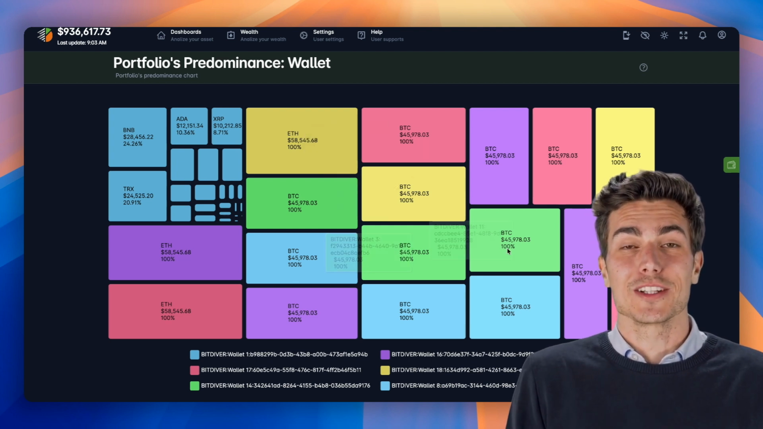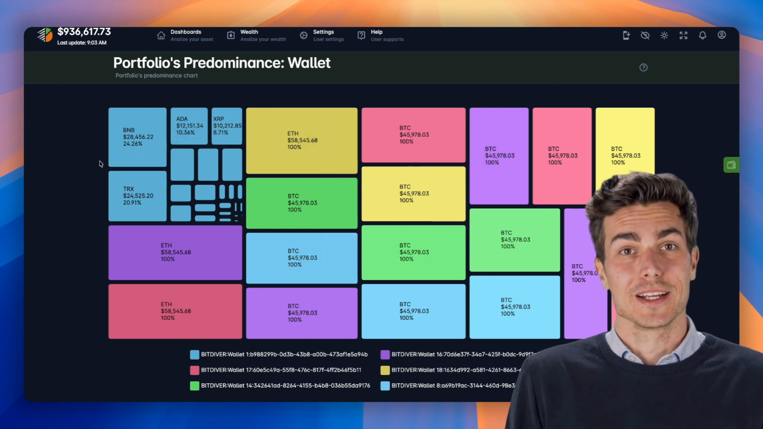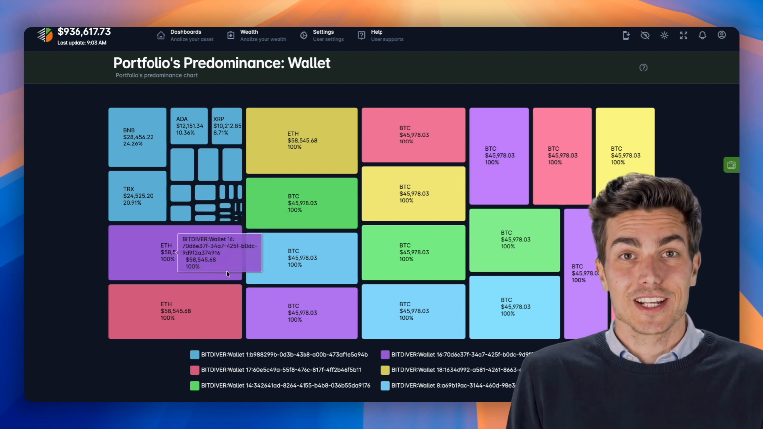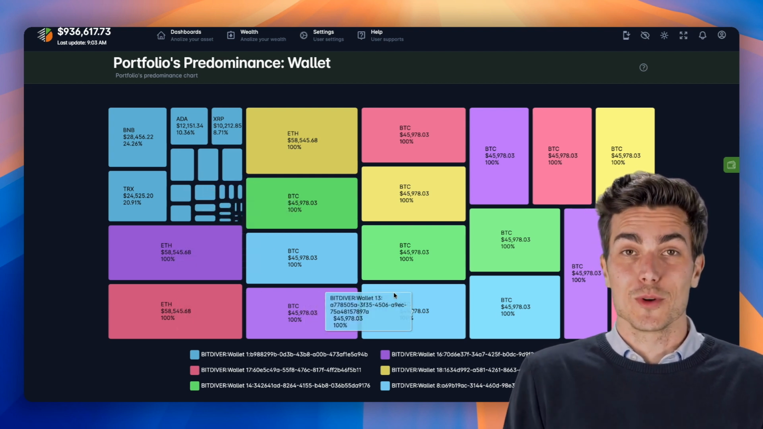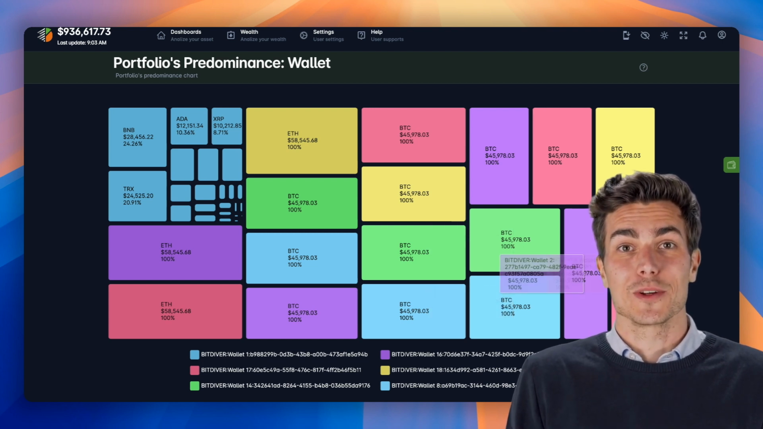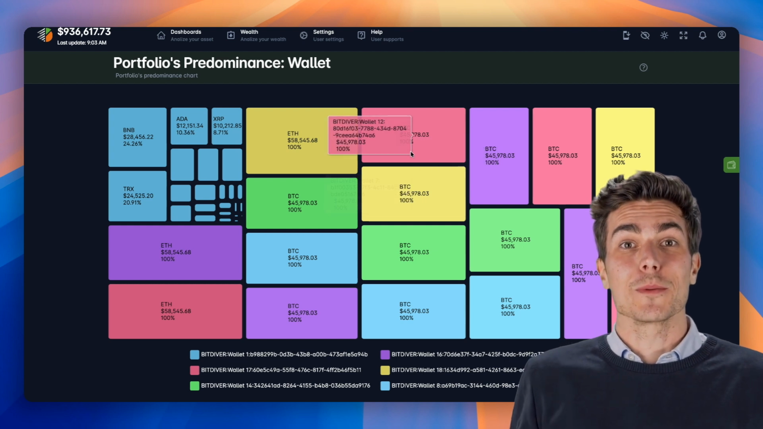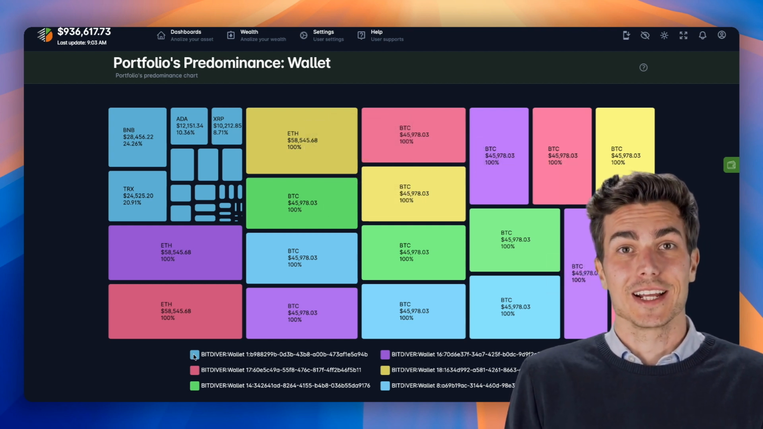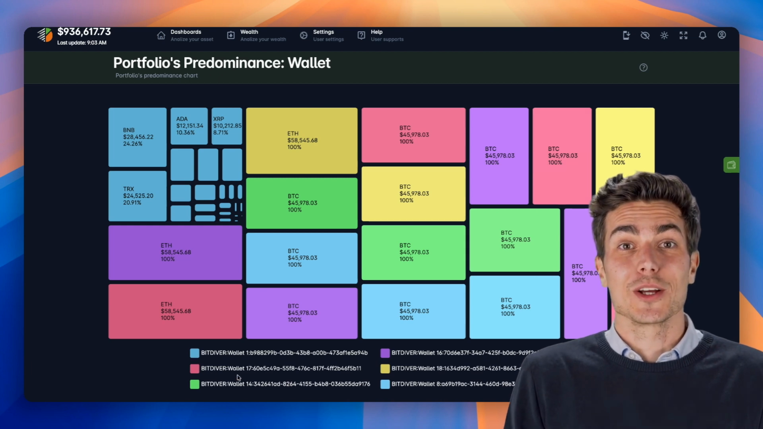Predominance is visualized through a rectangle chart where each rectangle represents a crypto or a wallet. The size of the rectangle is proportional to its weight in the portfolio. The displayed value indicates the equivalent value in euros and the percentage of impact on the total. The larger the size of the rectangle, the greater the impact of that asset on the portfolio's overall return.